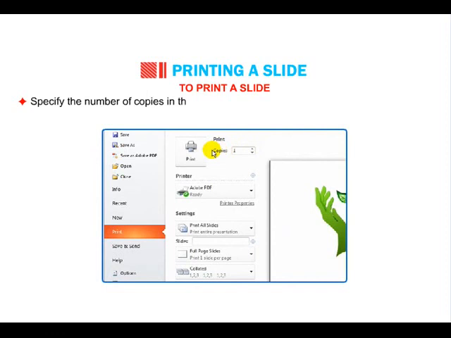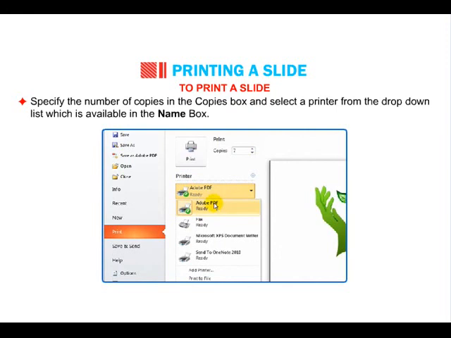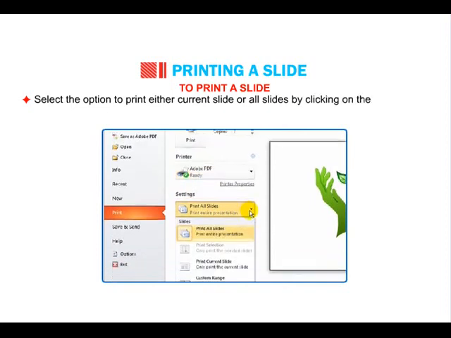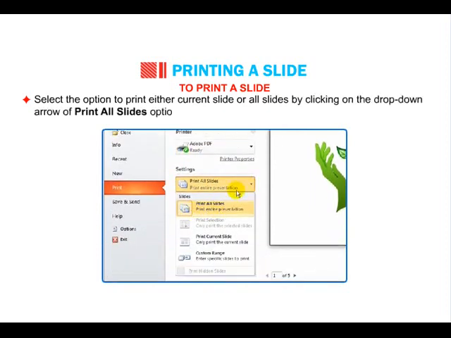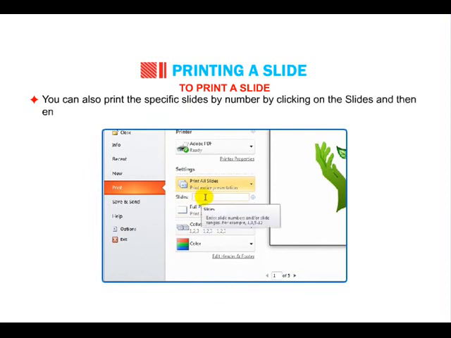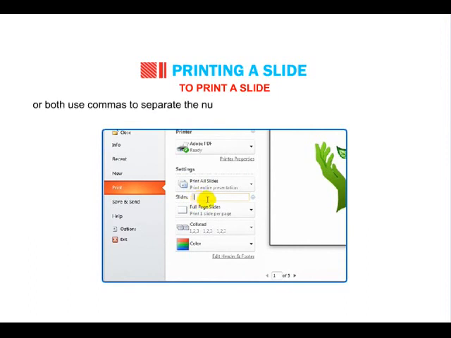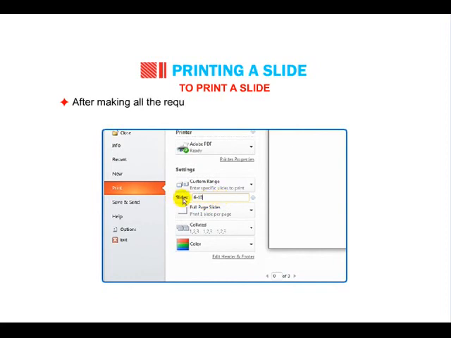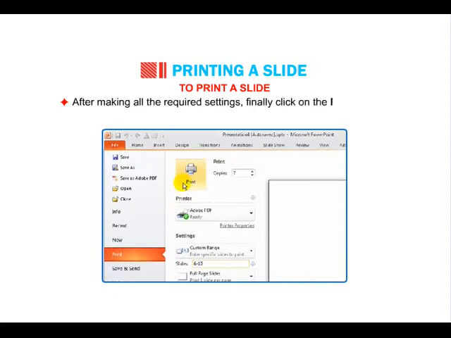Specify the number of copies in the Copies box and select a printer from the drop-down list which is available in the Name box. Select the option to print either current slide or all slides by clicking on the drop-down arrow of Print All Slides option under the Settings section. You can also print specific slides by number by entering a list of individual slides, a range, or both. Use commas to separate the numbers and no space. For example, 1, 3, 6 to 10. After making all the required settings, finally click on the Print button.